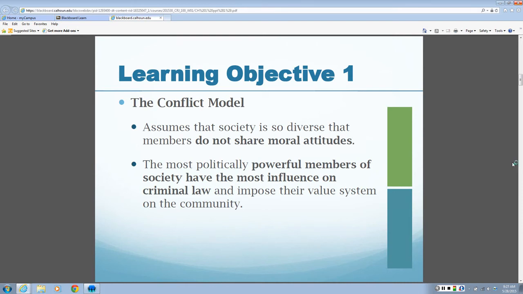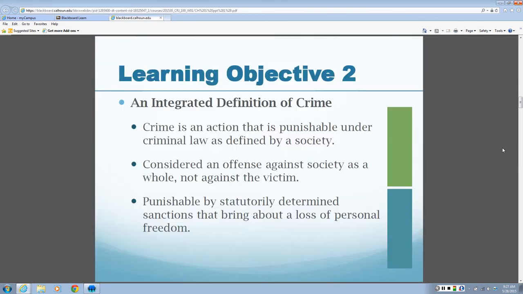But the majority of our laws, in my opinion, would come from the consensus model, where everybody agrees on what behaviors are okay or not okay. Hopefully you can understand that. That should make that a little more clear. So what is a crime?